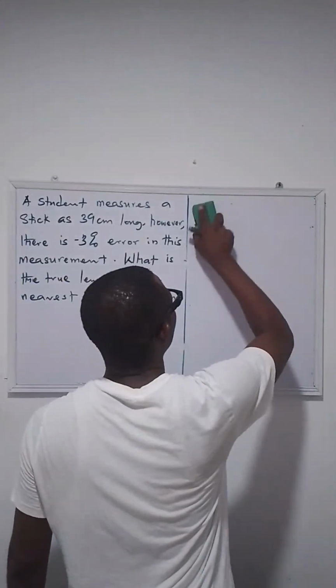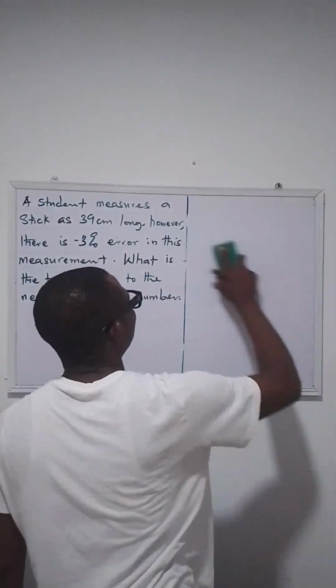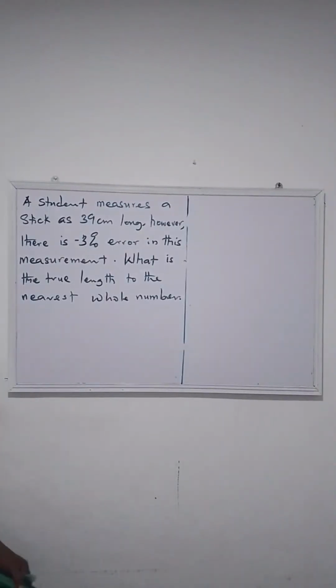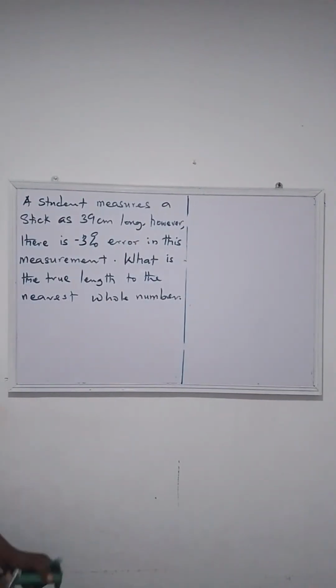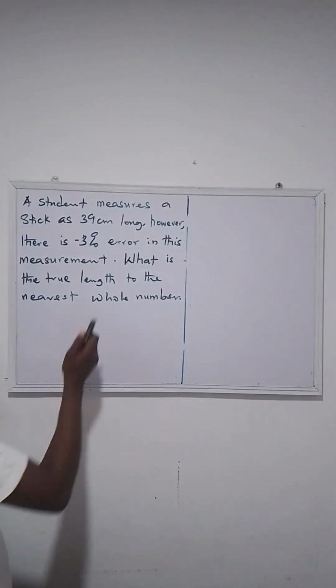Now this problem is under approximation. A student measures a stick as 39 centimeters long. However, there is a negative 3% error in this measurement. So what is the true length to the nearest whole number? So how do we solve this problem?